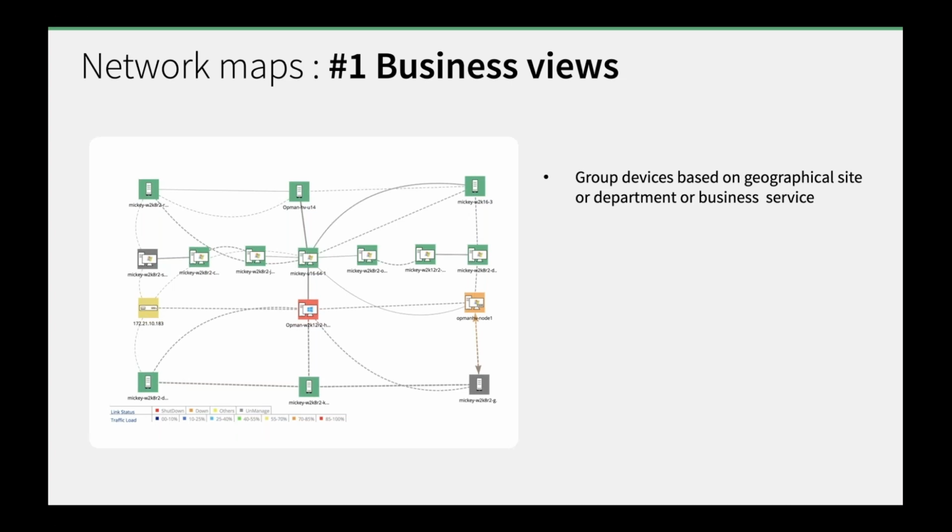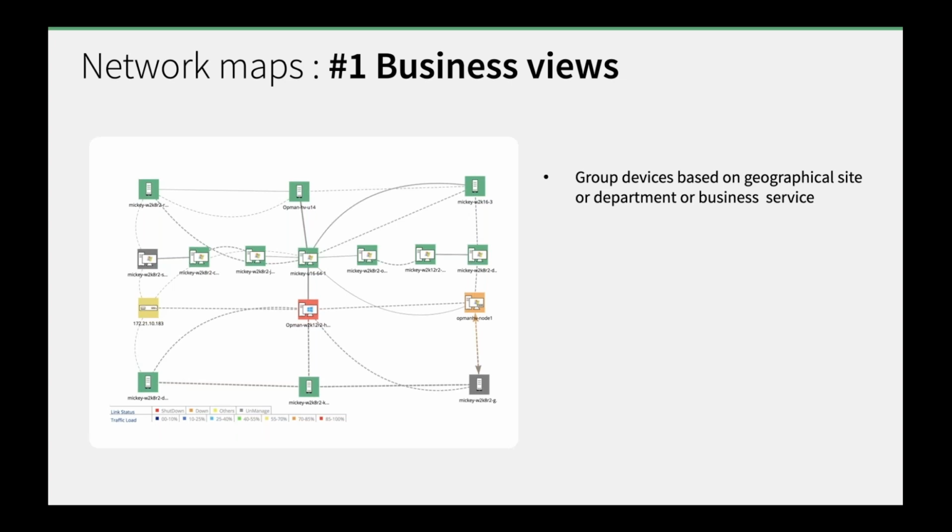A business view map allows you to group the devices based on a geographical location, a site, or a particular floor in an organization. This allows you to have a better view of what is there in a particular location, and it can also be used to group these devices based on the thresholds or any configuration that's available in OpManager.